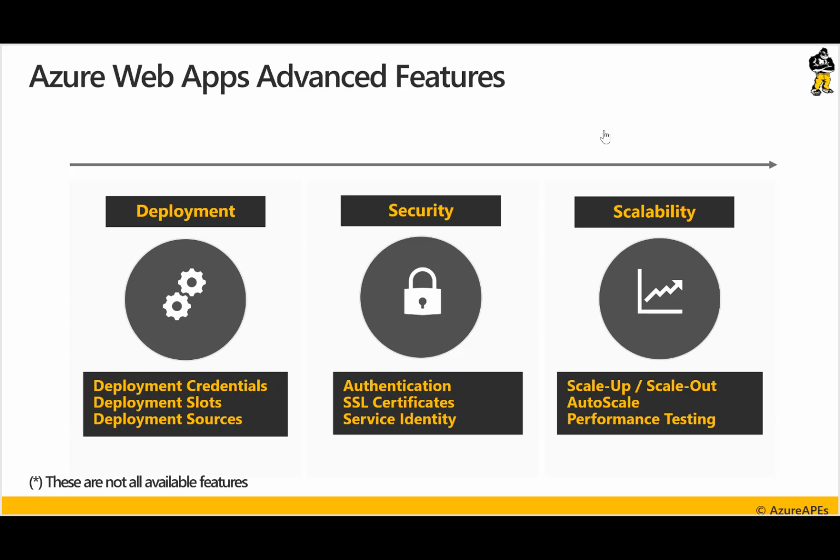From a security perspective, I'm going to talk about authentication features, SSL certificates integration, and service identity. And from a scalability perspective, that's the real core feature around using Azure application services on top of the Azure scalable platform, where I'm going to talk about scale up, scale out, using auto scaling, and, for example, performance testing.